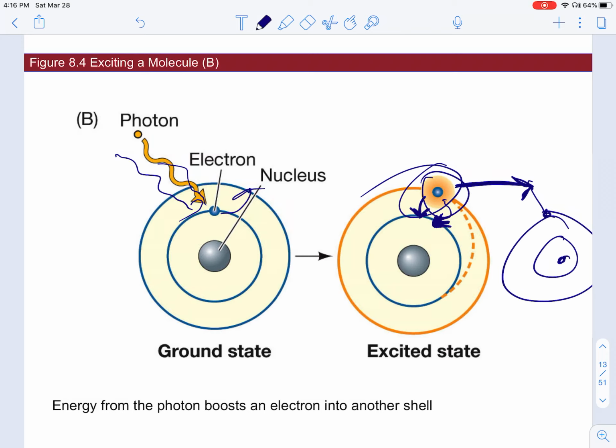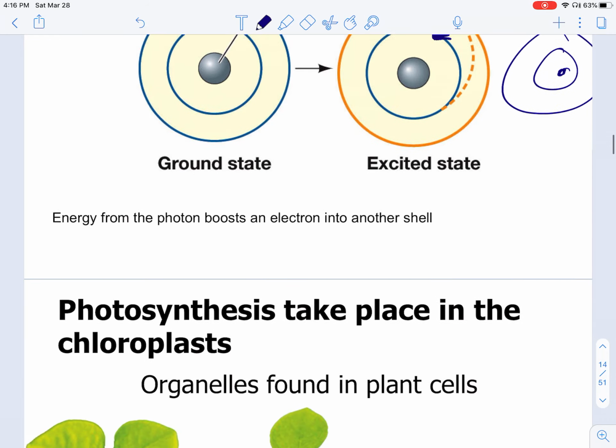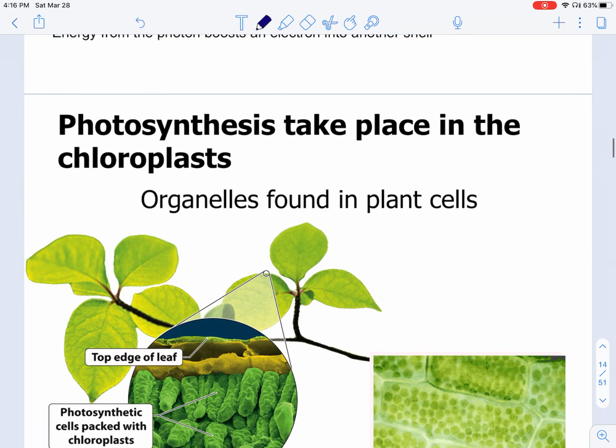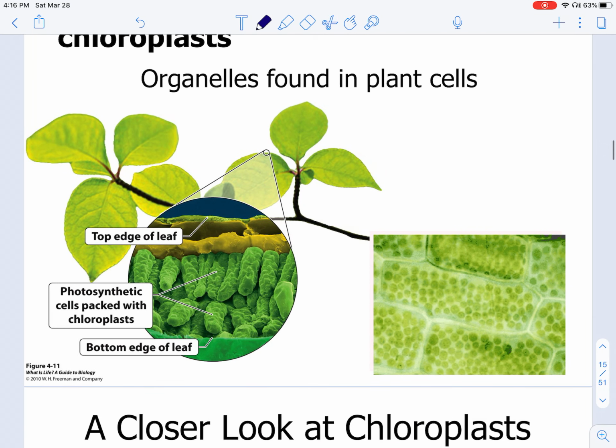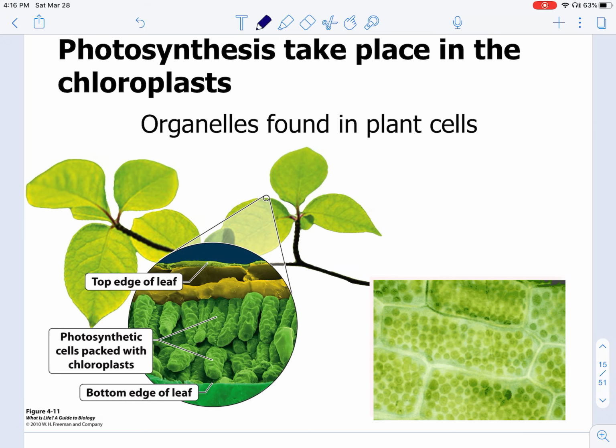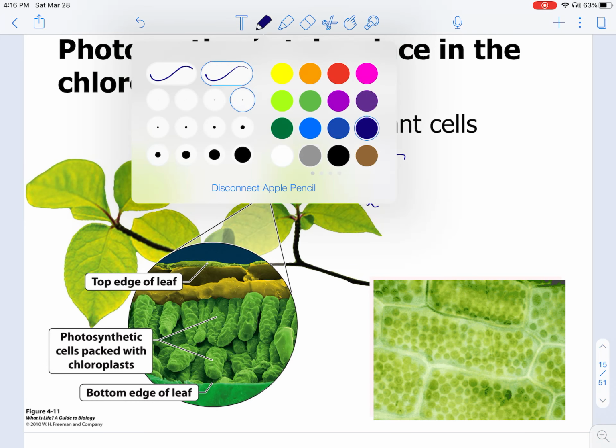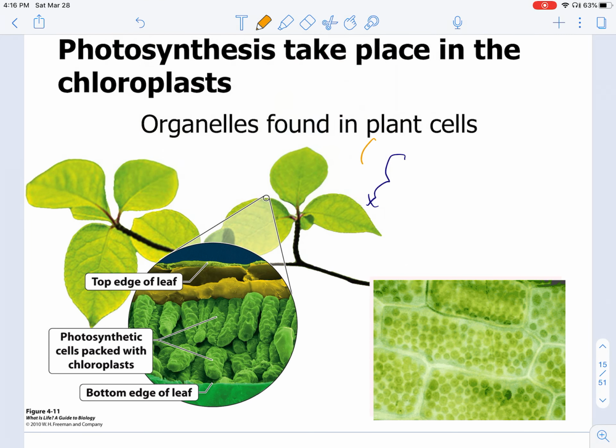But we can take this high energy electron and we can pass it around until we're able to use it. And that's what photosynthetic organisms do. Their leaves are arranged in such a way so as to capture the energy of the sunlight, activate some electrons. Those electrons pop around until the cell is able to do something with them.